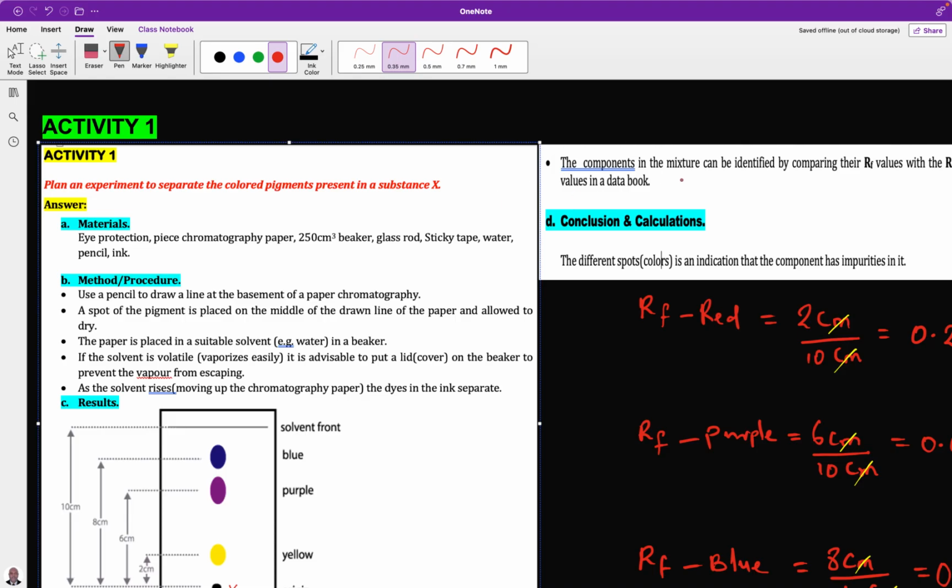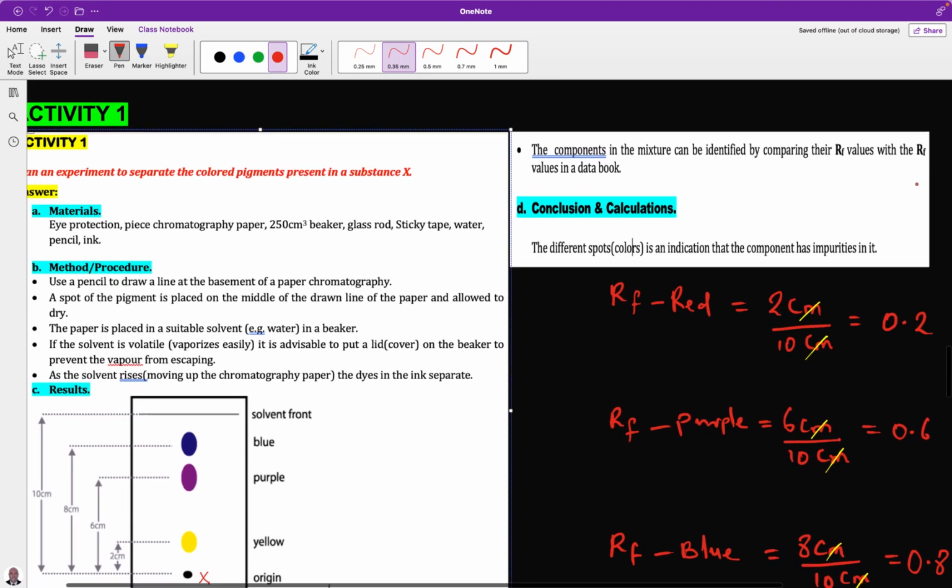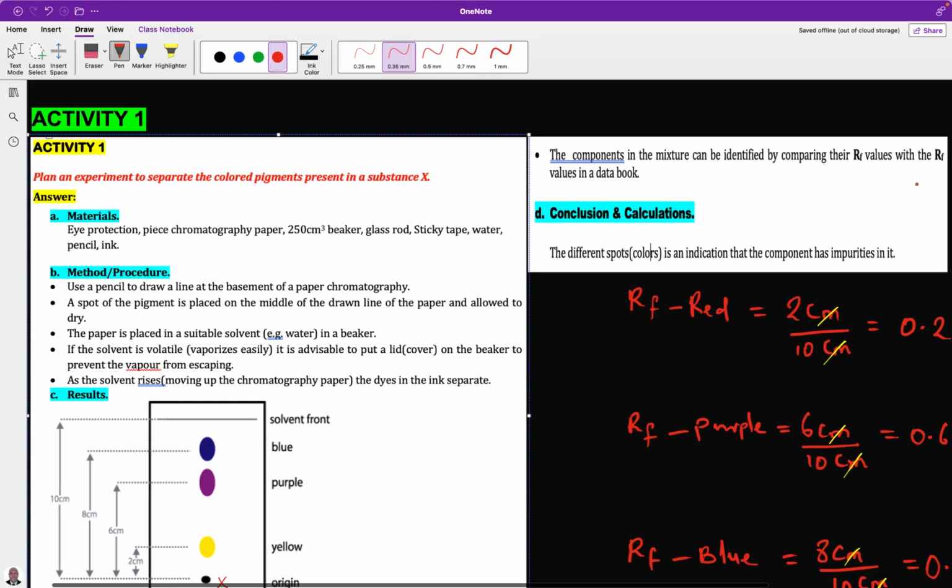The components in the mixture can be identified by comparing their RF values with the RF values in the data book. So when we compare with the values in the data book, we will spot the identity of the red component, the identity of the purple component, and the identity of the component that has a blue color.